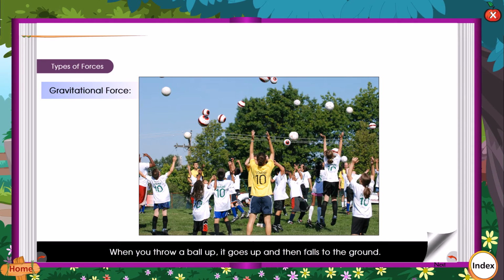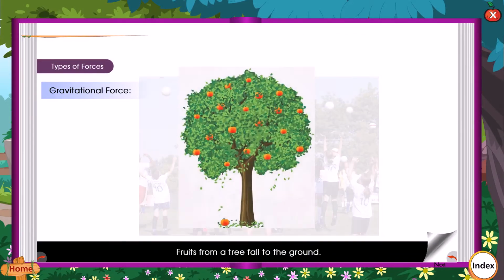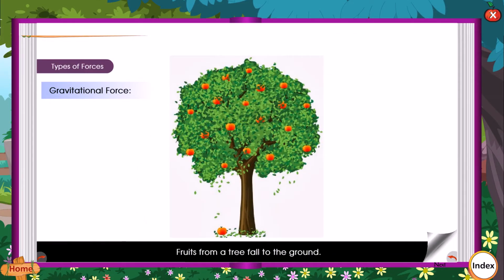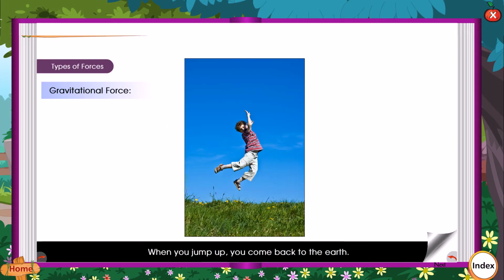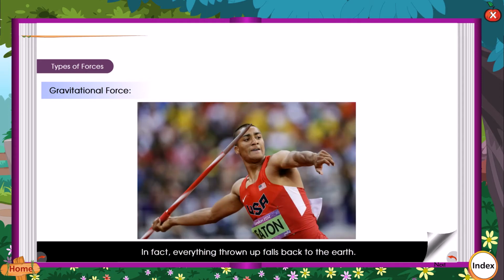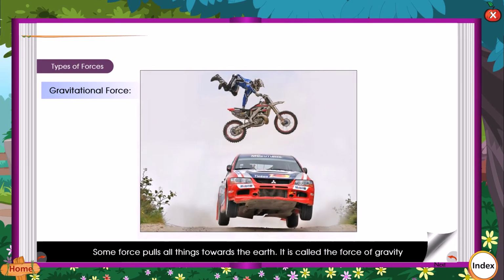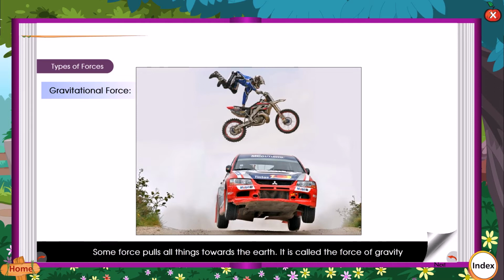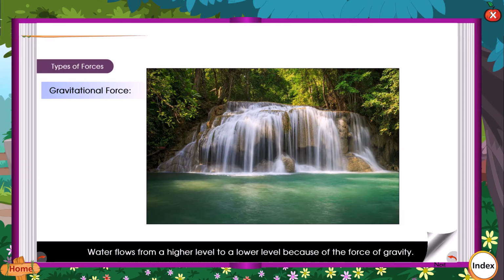Gravitational force. When we throw a ball up, it goes up and then falls to the ground. Fruits from a tree fall to the ground. When you jump up, you come back to the earth. In fact, everything thrown up falls back to the earth. Some force pulls all things towards the earth. It is called the force of gravity. Water flows from a higher level to a lower level because of the force of gravity.